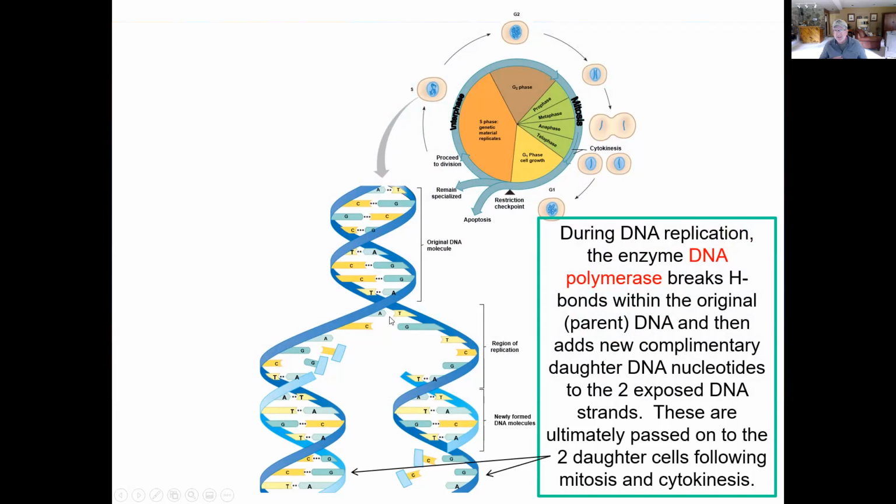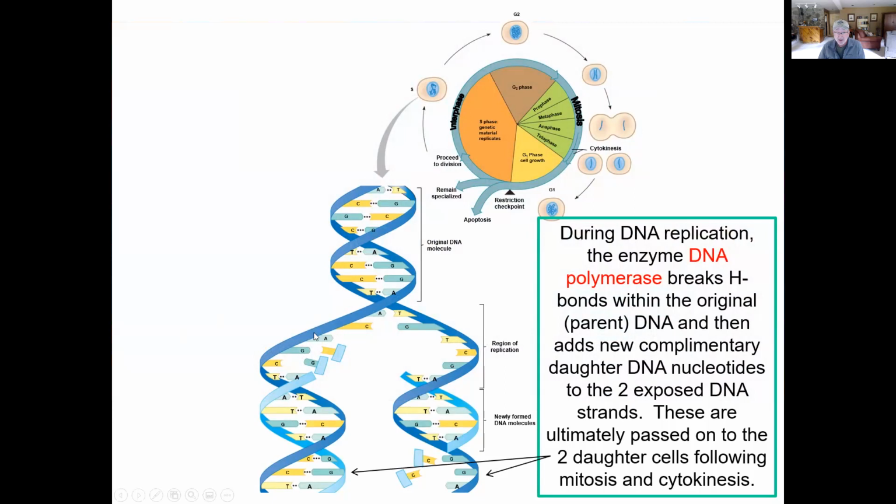Sort of like unzippering a zipper, okay? If we assume with my jacket here, we have the complementary base pairing forming the teeth of the zipper. Here comes DNA polymerase, my hand, and I'm going to break those hydrogen bonds, and I'm going to liberate the two sides of the parent strand. And that's what we have here in dark blue.